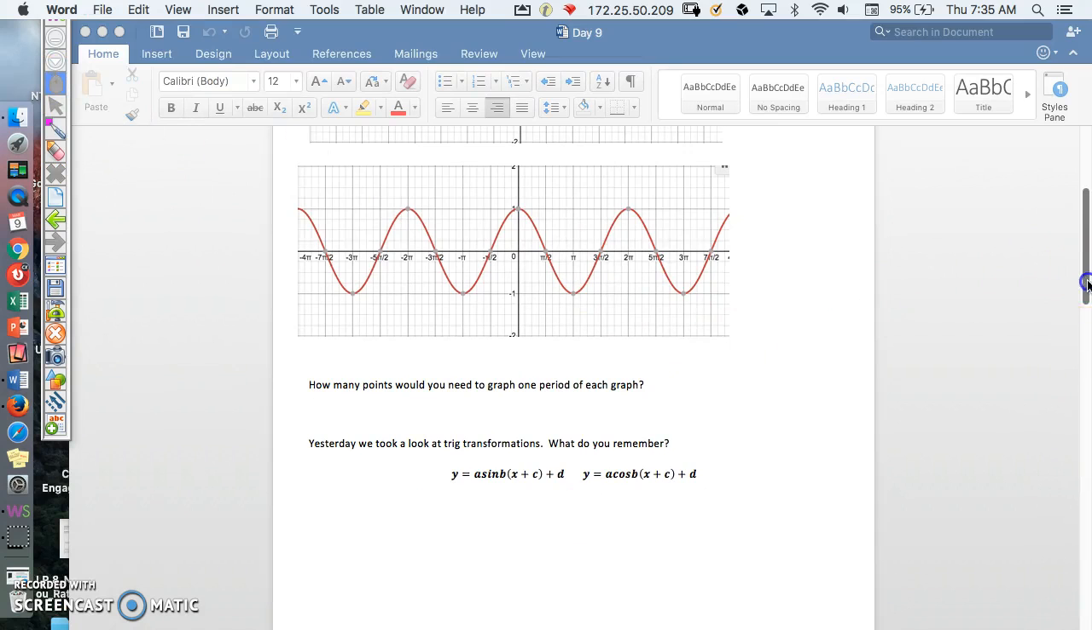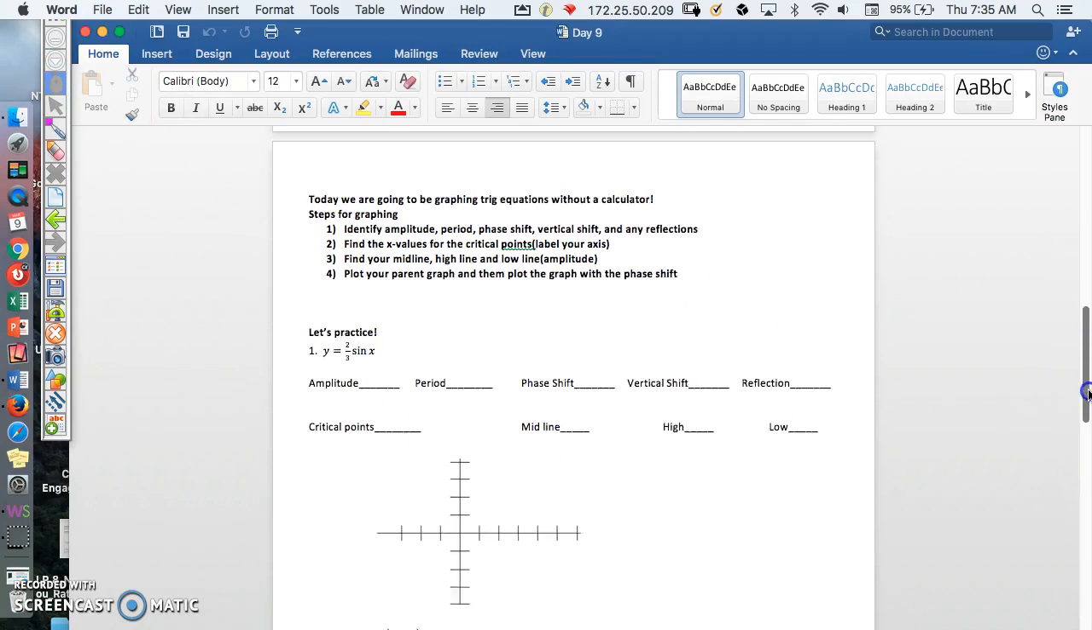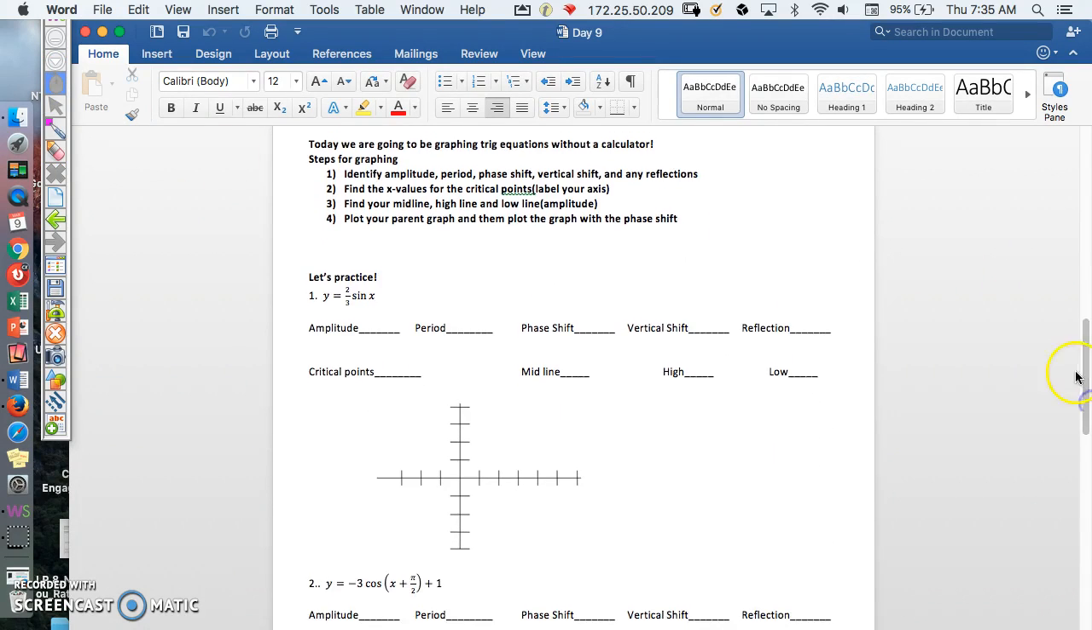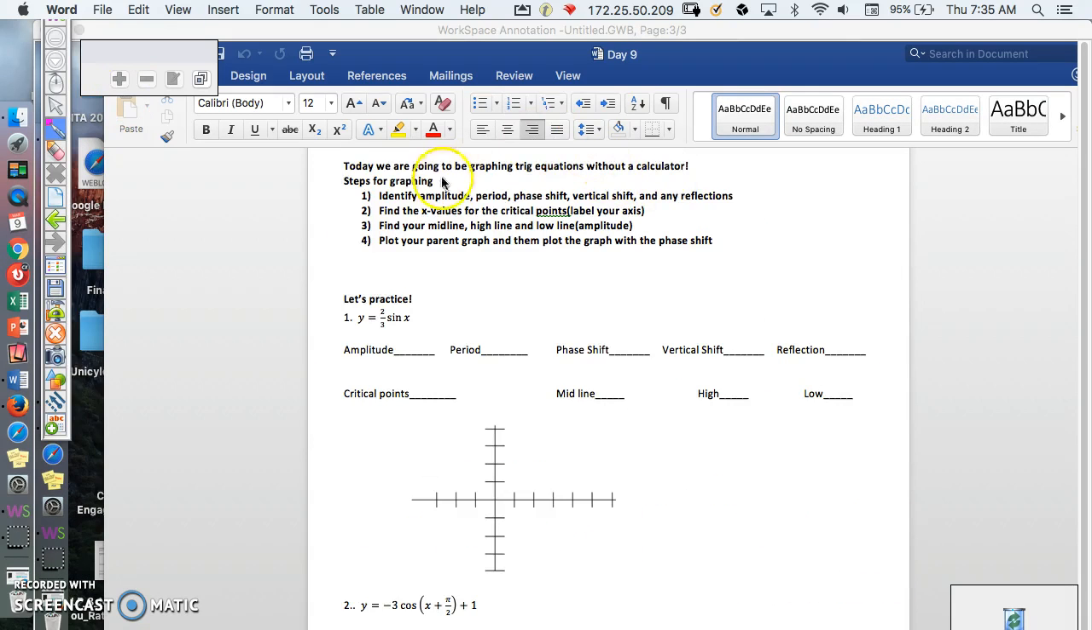So today what we're going to do is take a look at graphing some of these, and we have some steps for graphing. First we're going to identify the amplitude, period, phase shift, vertical shift, and reflections. So our amplitude would be 2/3. Our B value is 1, so our period is 2 pi over 1, which is 2 pi. There's no phase shift, no vertical shift, C or D, and it's not reflected up or down, so there isn't any of those.